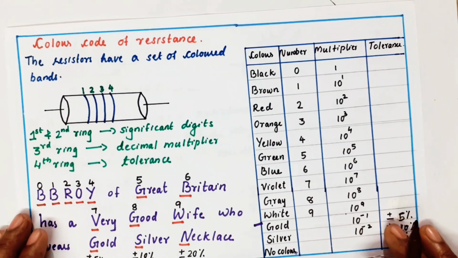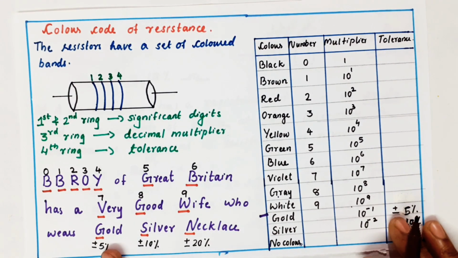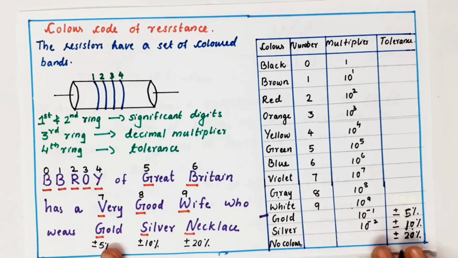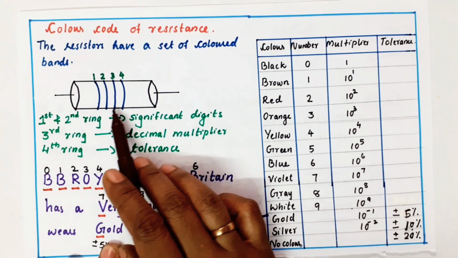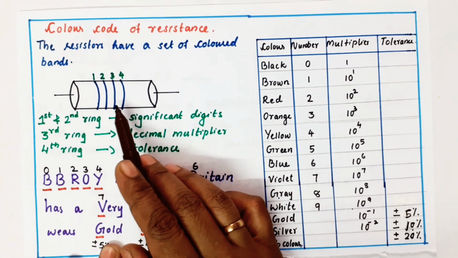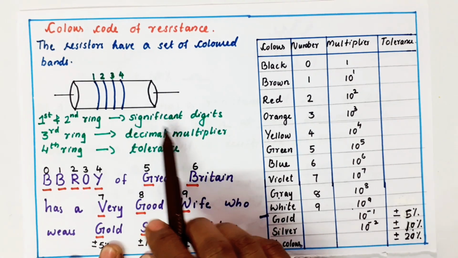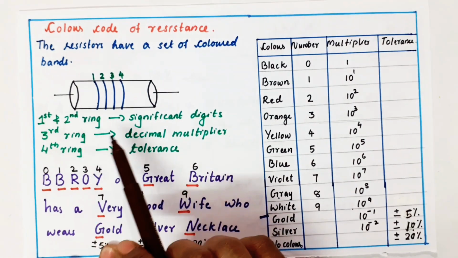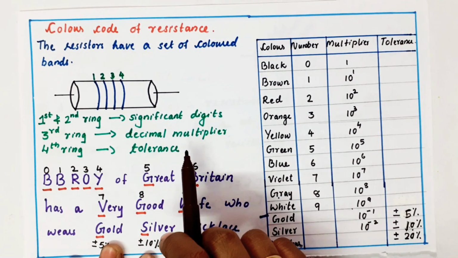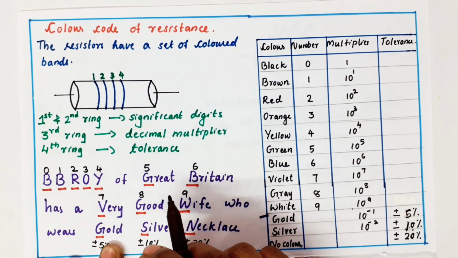Next, I am going to discuss the color codes of the resistor. Color codes of the resistor: you know that the components which offer resistance are called resistors. How will you identify the value of resistance? By seeing their codes. Each resistor has a set of colored bands. For a resistor we have 4 colored bands. Out of the 4 colored bands, the first 2 bands or rings we write as significant digits, the third one we write as the decimal multiplier, and the 4th ring we write as tolerance.